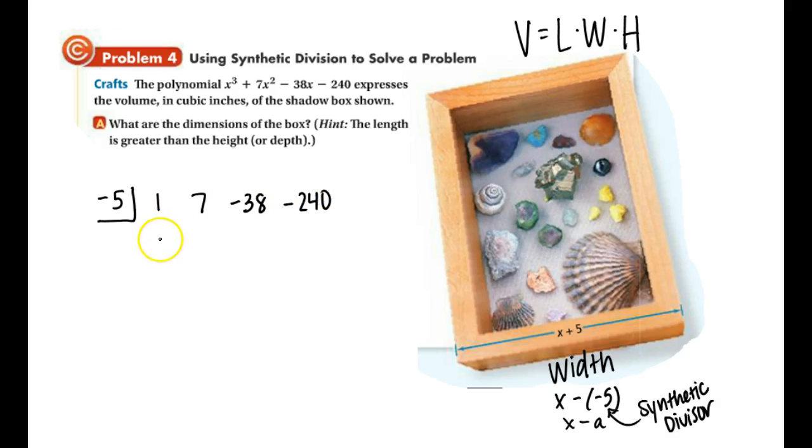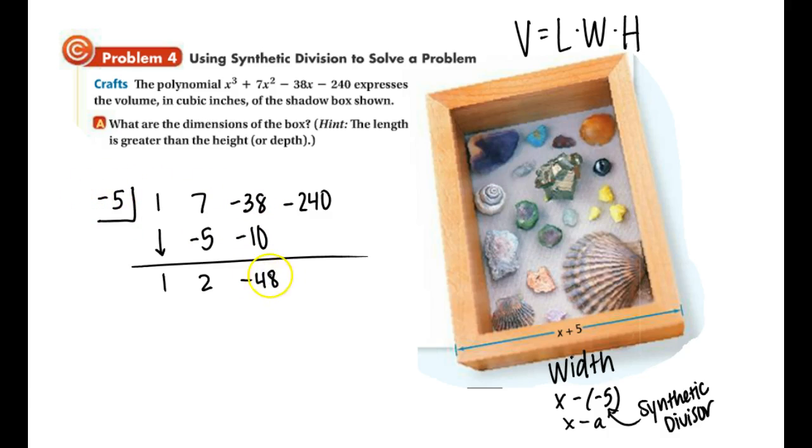The first step is to bring down the first coefficient, so we have 1. So now let's multiply the divisor by the coefficient. So negative 5 times 1 is negative 5. Now add 7 and negative 5, and we get 2. Multiply negative 5 and 2, we get negative 10. Add negative 38 and negative 10, we get negative 48.